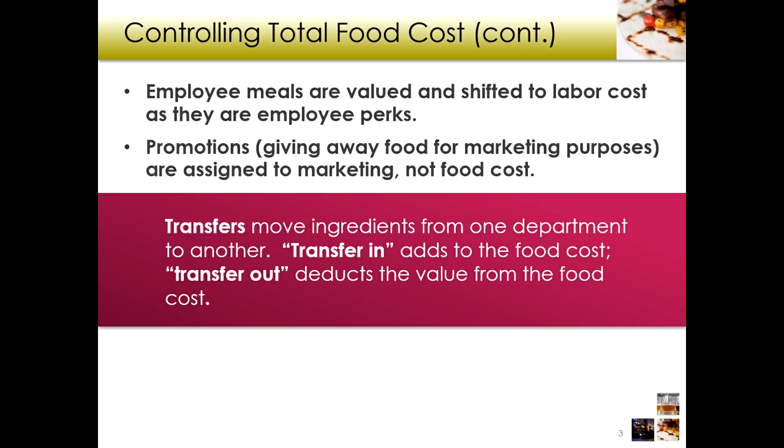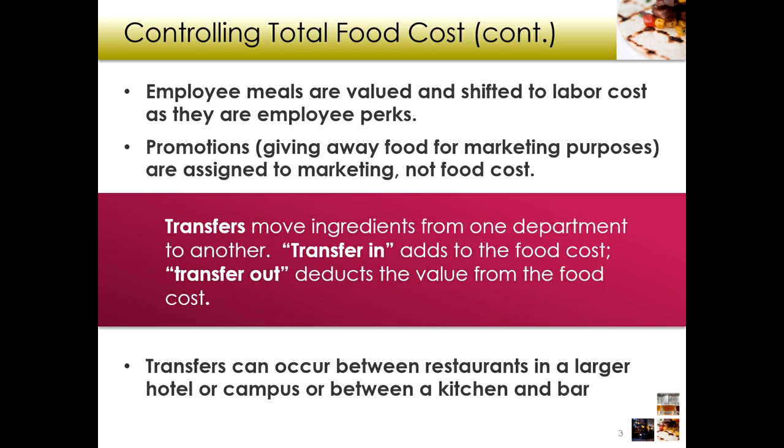Same thing goes if the bar is using a case of lemons, the kitchen orders it, brings it in, we're going to transfer the cost of those lemons to the bar so they can use it in their beverage cost, not in our food cost, right? So transfers can occur between restaurants and larger operations, but generally you're most often going to find them between the kitchen and bar for ingredients, right?